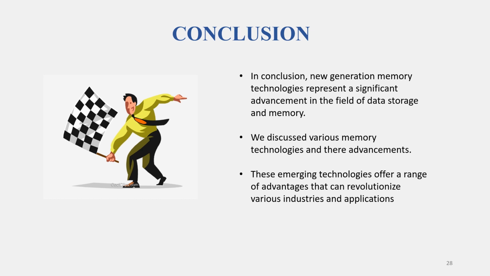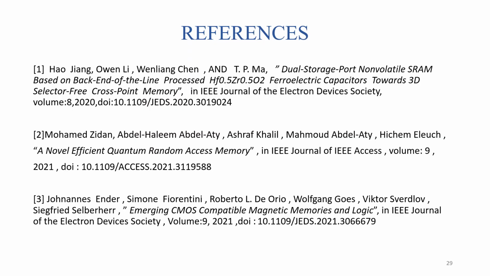So let me conclude what I've discussed today. We've seen various types of memories and their advancements, and then later we discussed the memory market. These emerging memory technologies offer a range of advantages that can revolutionize various industries and applications. So these are the references that I used.